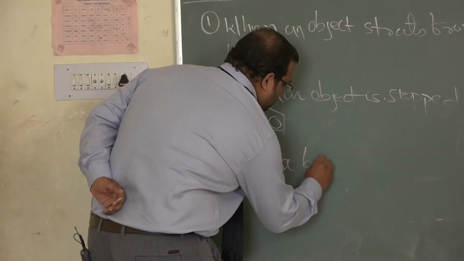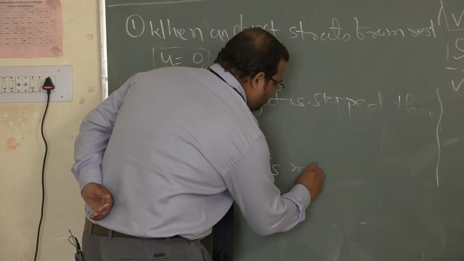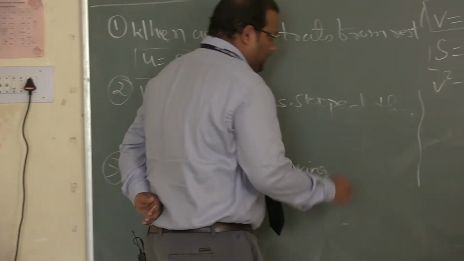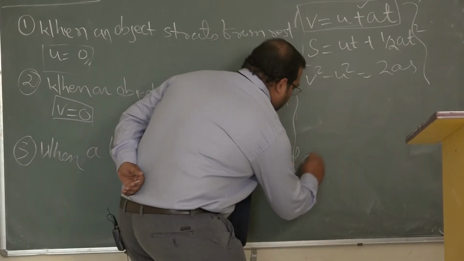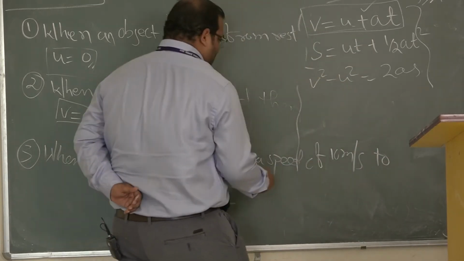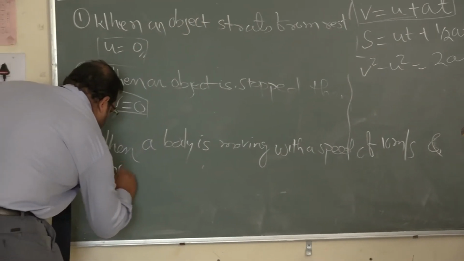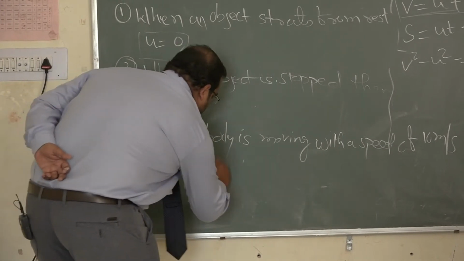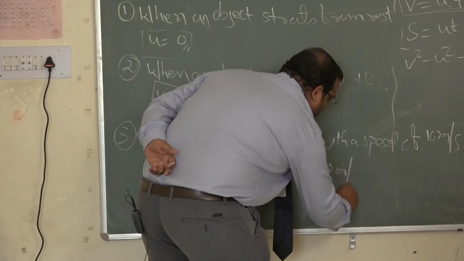Suppose there will be another line in question. Suppose a body is moving with a speed of 10 meter per second and increases its speed to 20 meter per second.